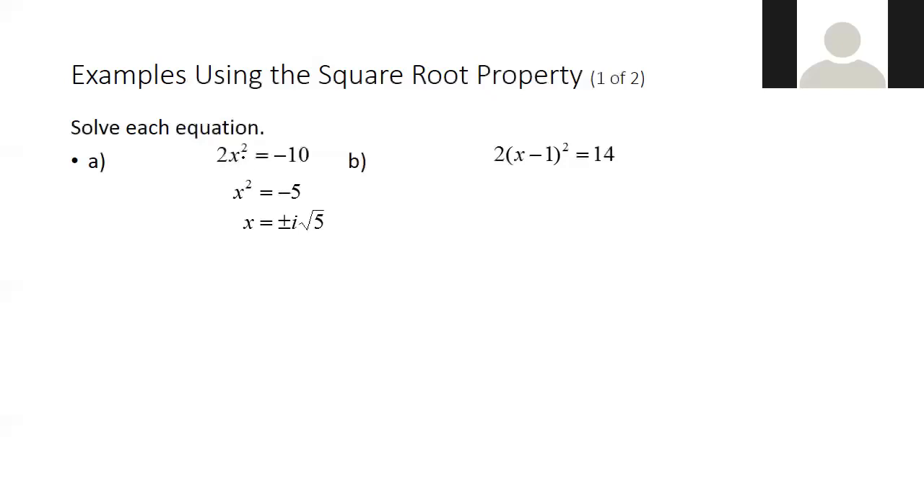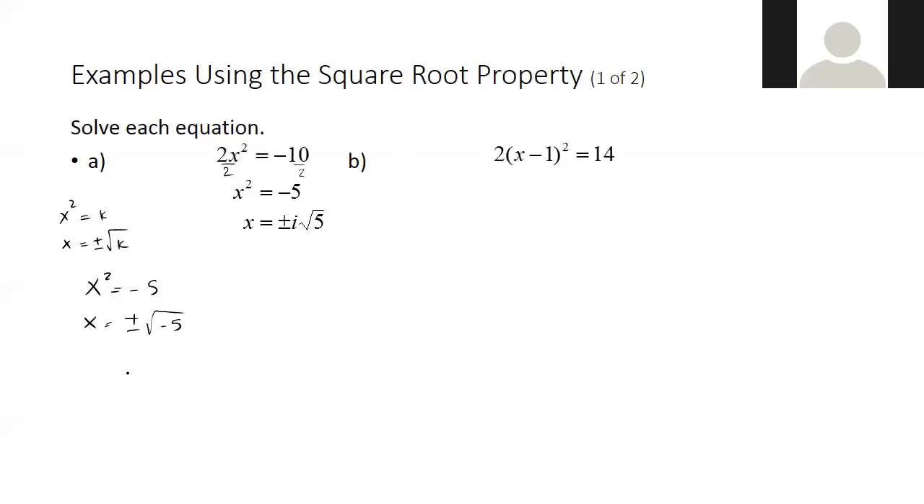For the first one, if I divide both sides of the equation by 2, I get x squared is equal to minus 5. Remember, if I have x squared is equal to k, x would be equal to plus and minus the square root of k. Your k is minus 5 here. So x would be equal to plus and minus square root of minus 5.